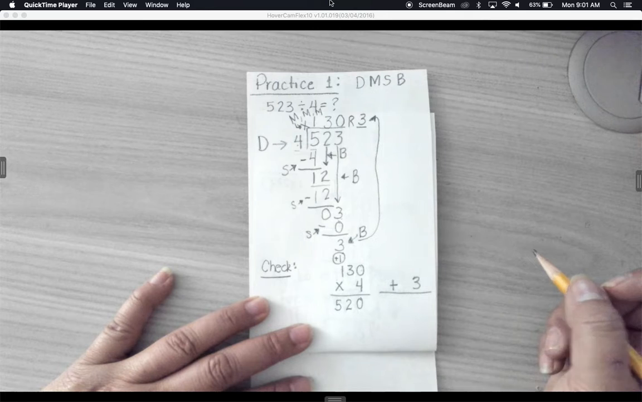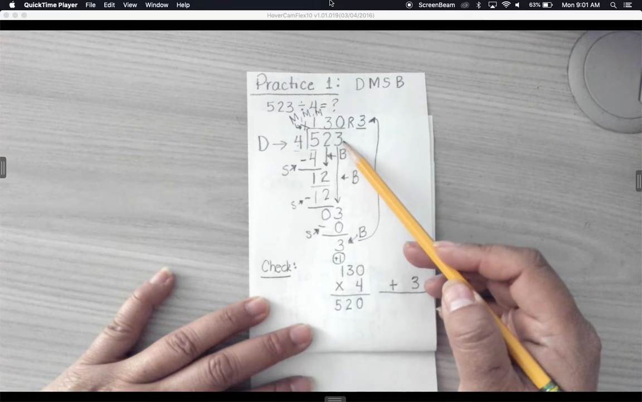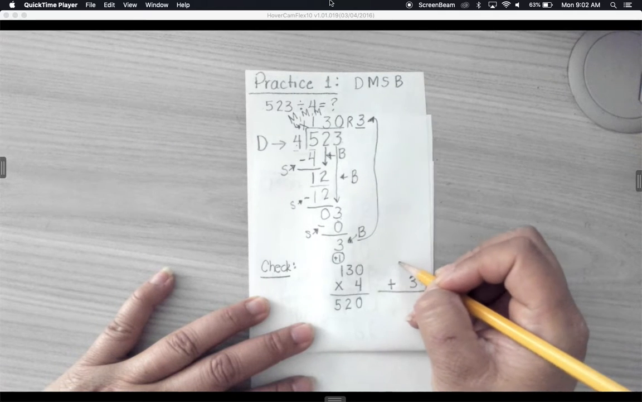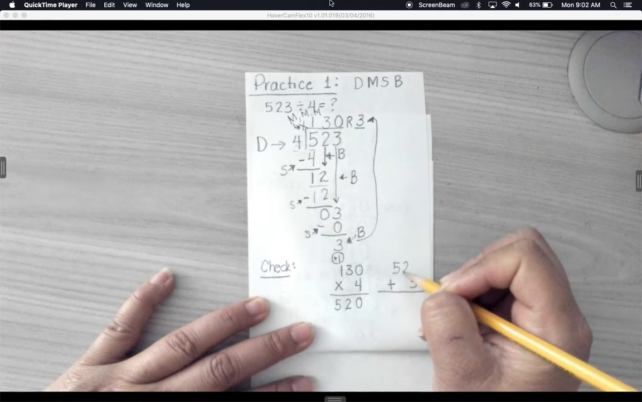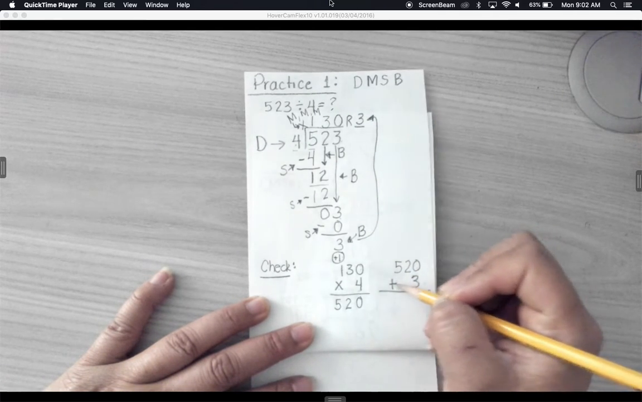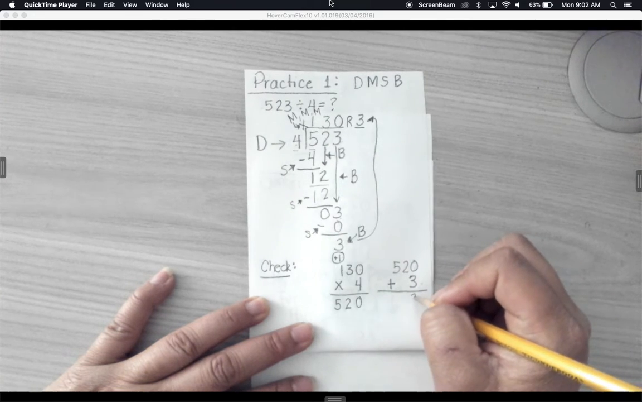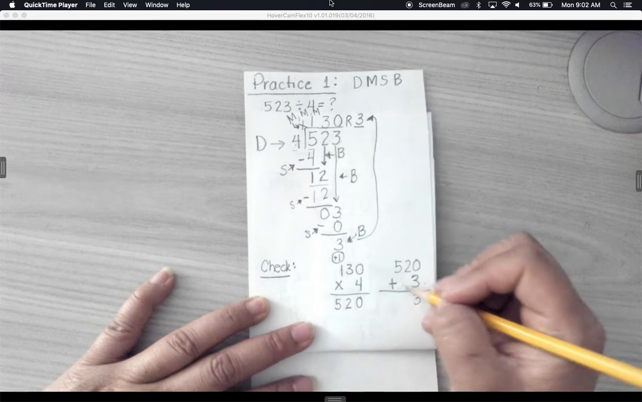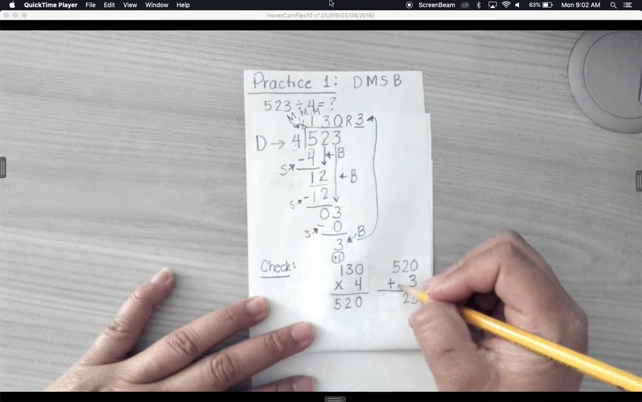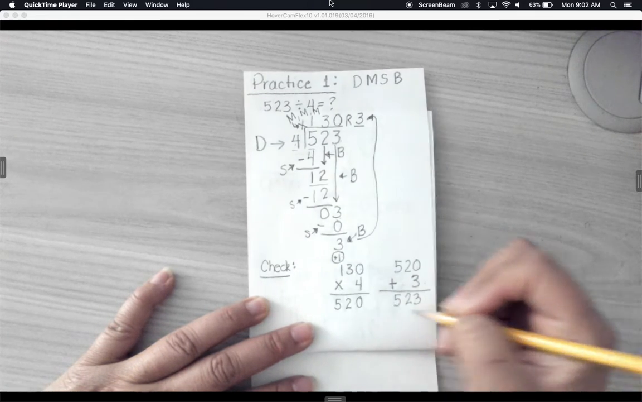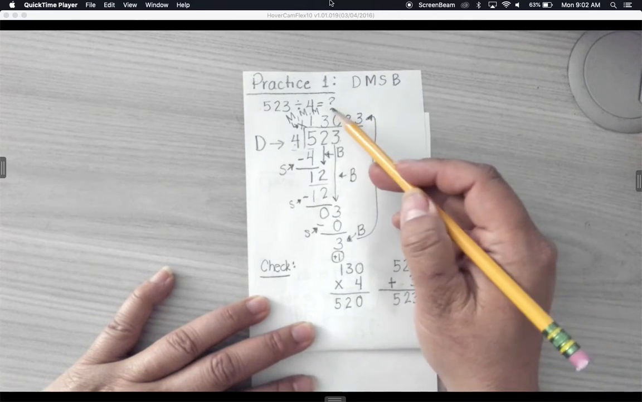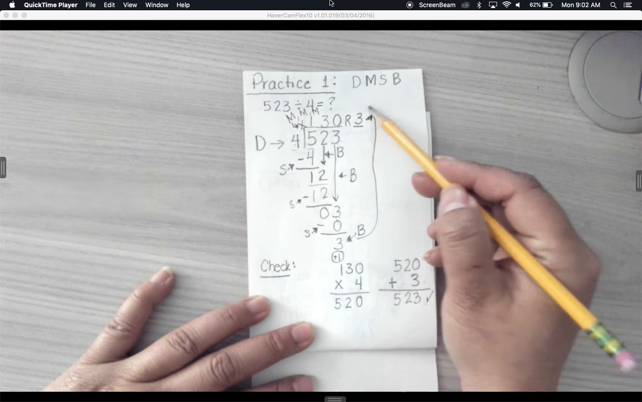Did that check out? No, because now I still have to add 3. 0 plus 3. 2 plus 0. 5 plus 0. Does that check out? Yes. So the answer is 130, remainder 3.